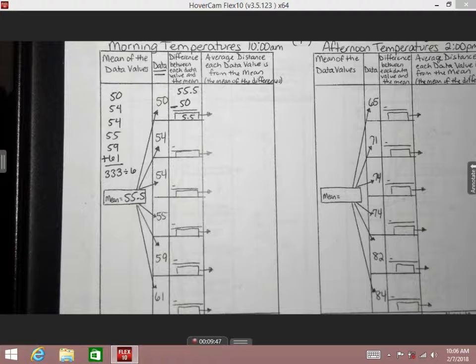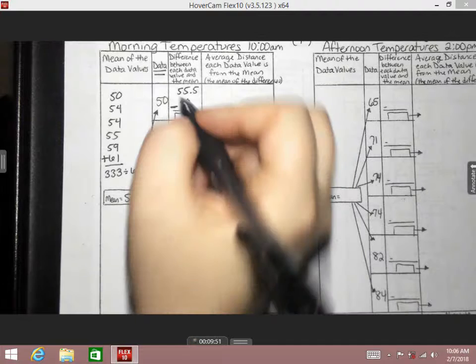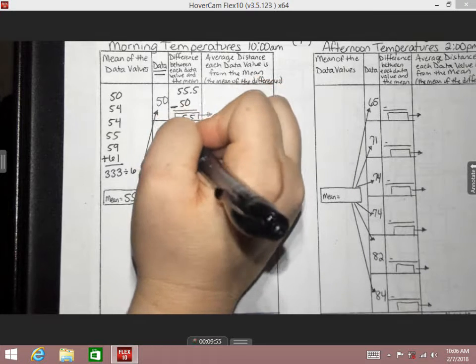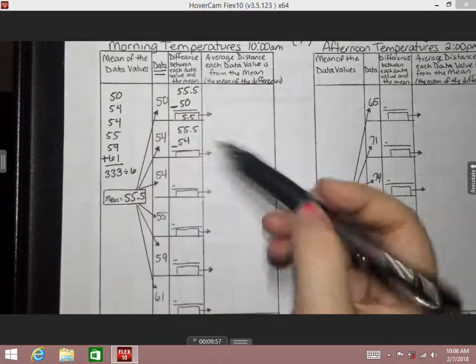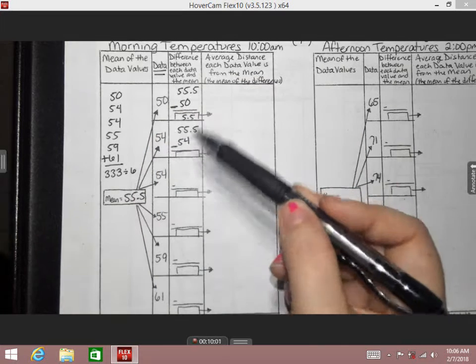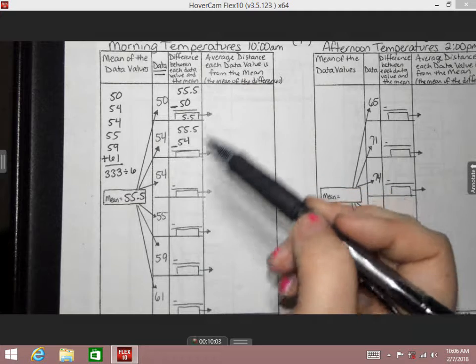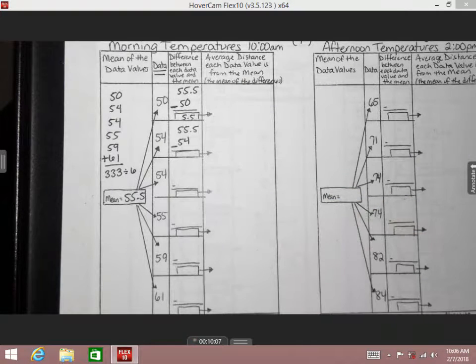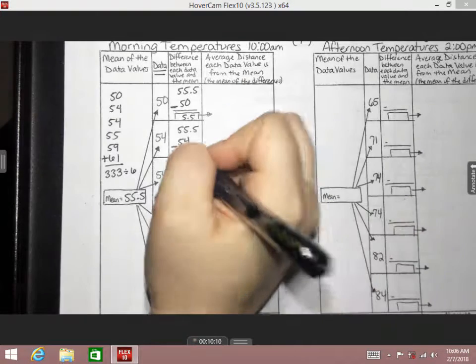Kayla, what do you think? I would subtract 55.5. Very good. Minus? 54. Minus 54. Guys, we're taking the mean and the data value. And we're subtracting them every time. We want to find how far apart they are. We're finding the range of those two numbers every time. So when I subtract that, what does that give me? Taylor? 1.5.